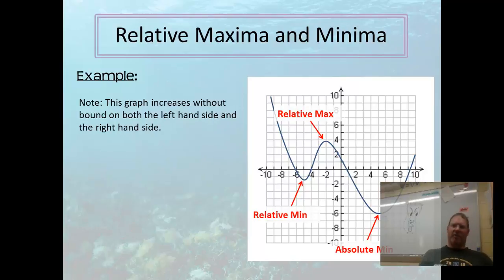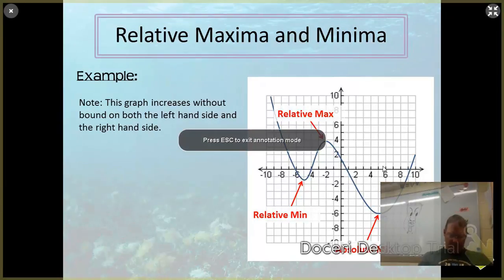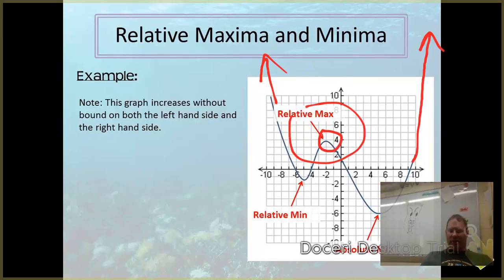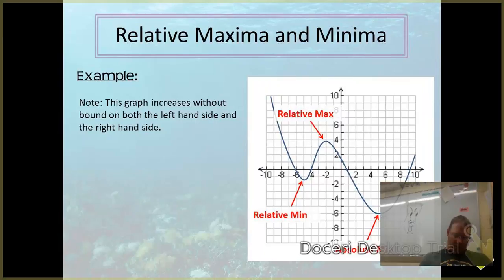Okay, and that's where we get into the difference between relative and absolute. As I said before, this graph goes up without bound on both those sides. So this point right here isn't the highest that the graph gets, but it is a peak, right? In the general area that we're talking about, that's the maximum in that area. So we call it a relative max. When it comes to the minimum, this is a valley right here, but it's not the lowest point, okay? The lowest and the highest get this term absolute. If it's not the absolute lowest or highest, we use relative, because within the confines of this general area, this spot right there happens to be lower than most other points in the area.